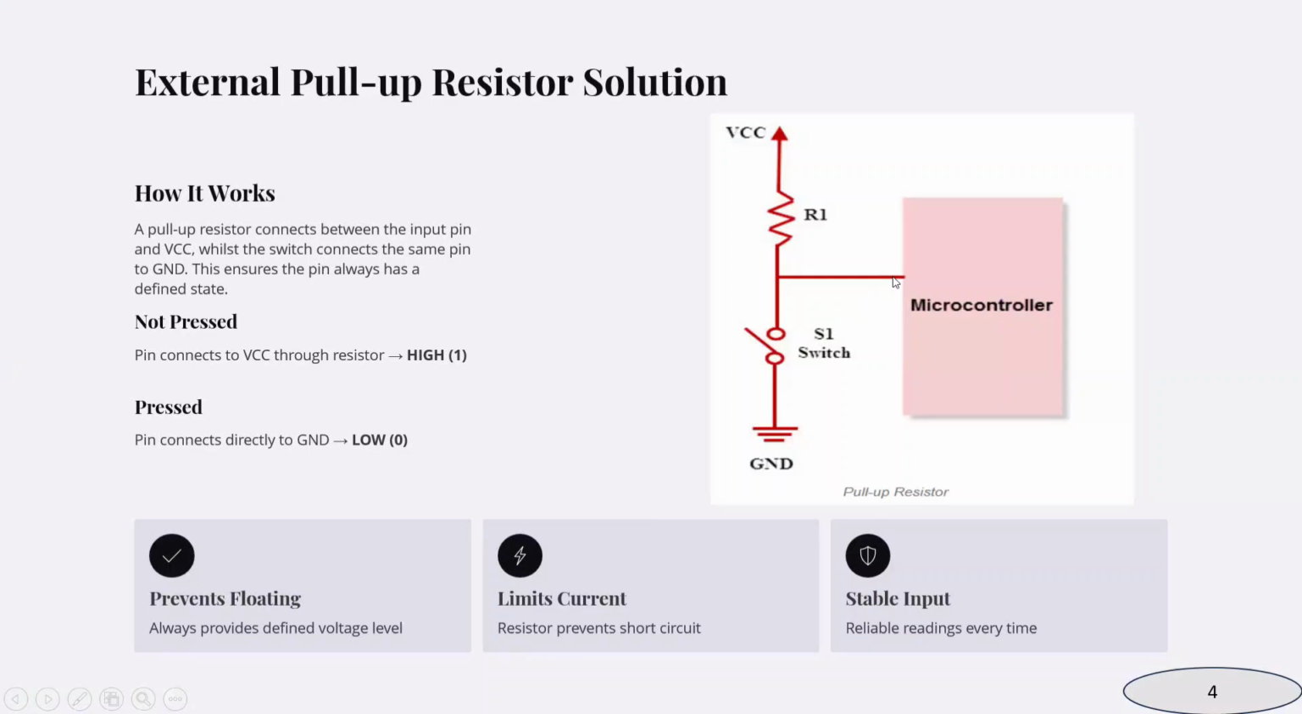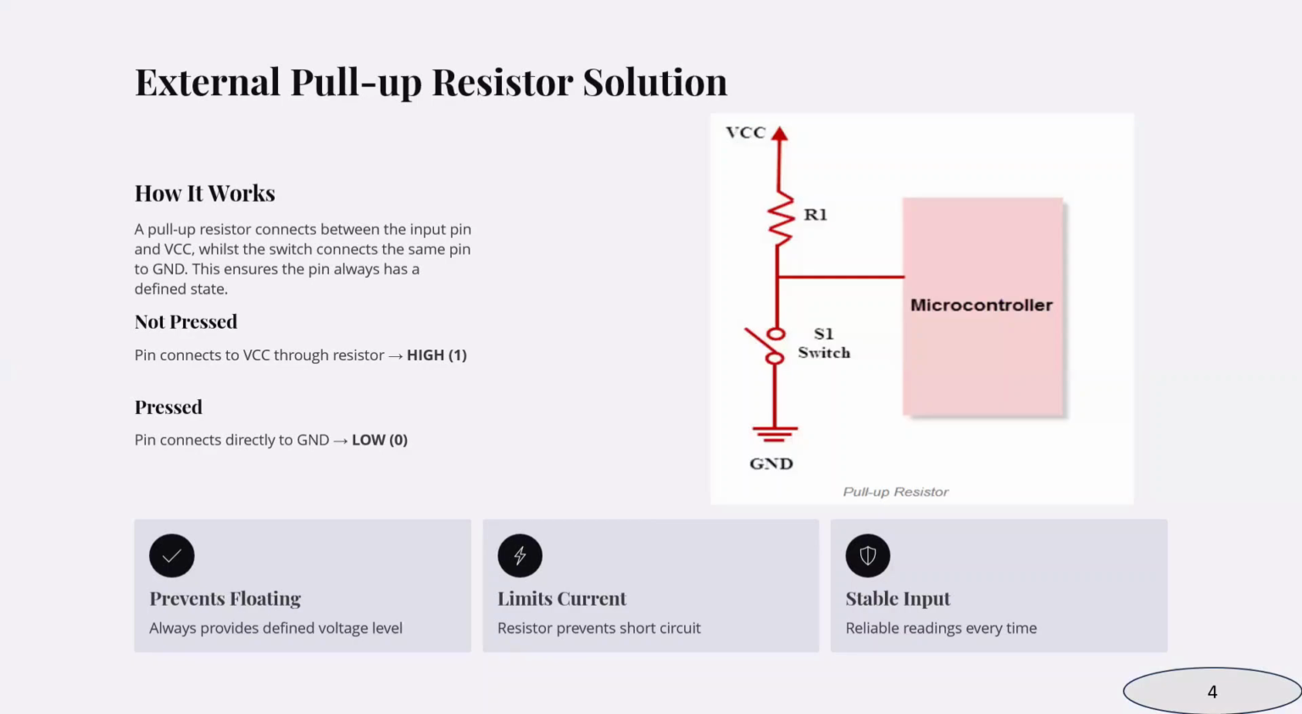Now, what is the need of this? And how is it helpful for the circuit? This prevents floating input. It provides a defined voltage level. It ensures stable input and limits the current to avoid short circuit.